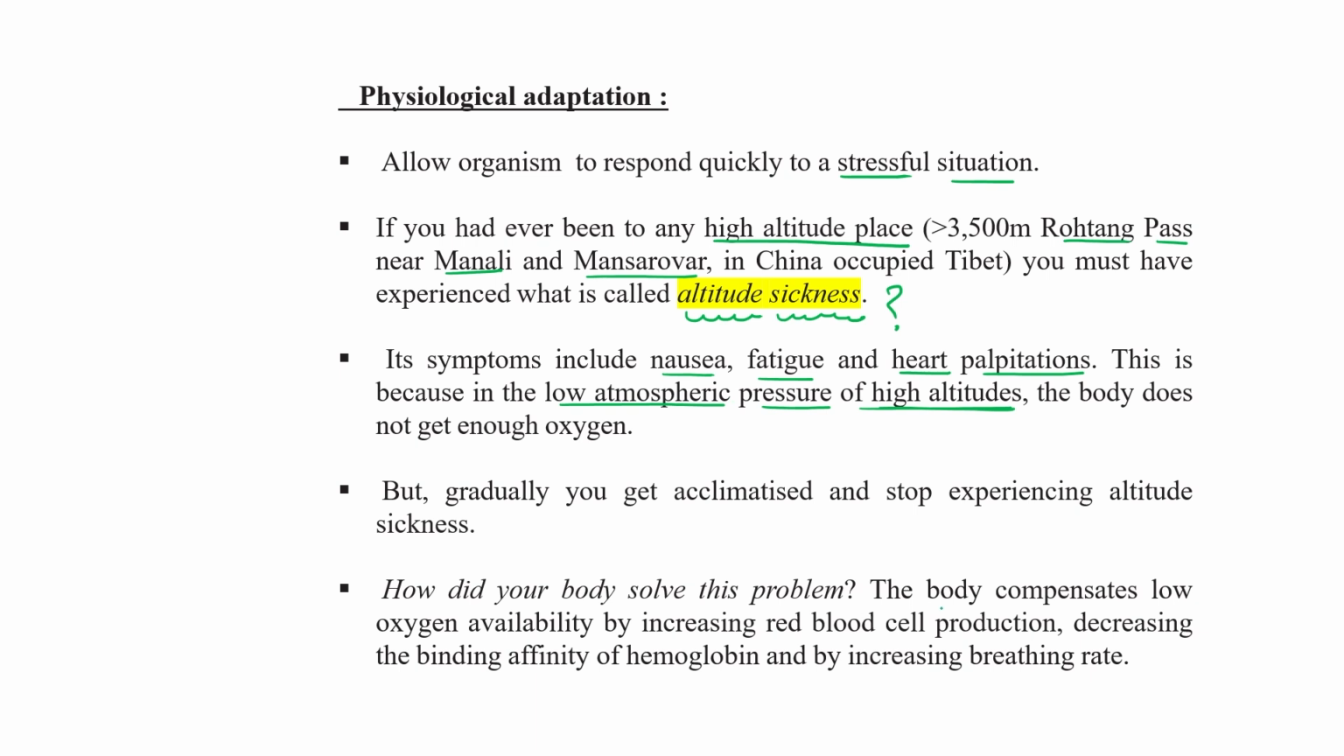So the body compensates for low oxygen availability by increasing RBC production, decreasing the binding affinity of hemoglobin, and by increasing the breathing rate. So very quickly we can inhale oxygen, and that oxygen combines with the hemoglobin and fulfills our body's oxygen requirement.